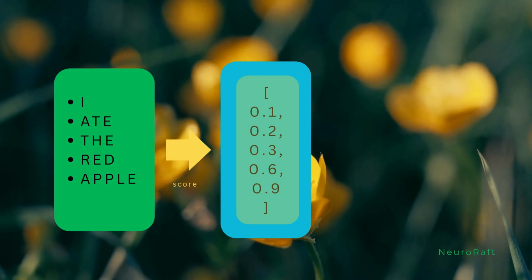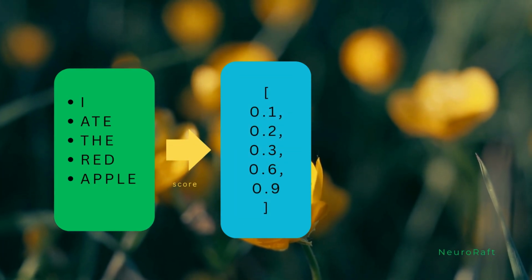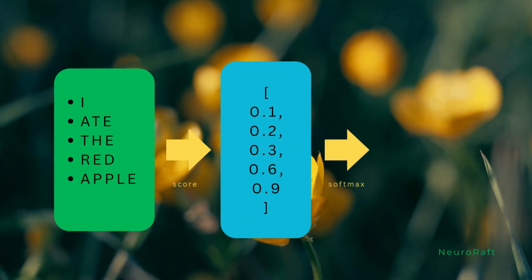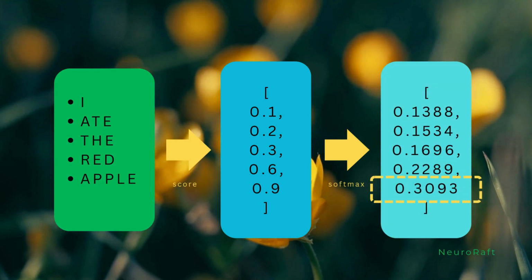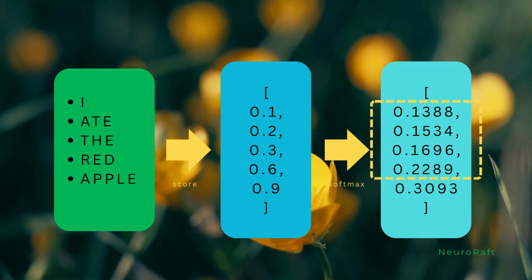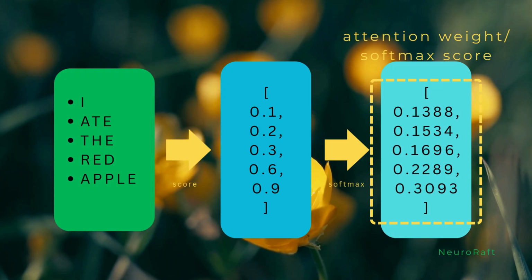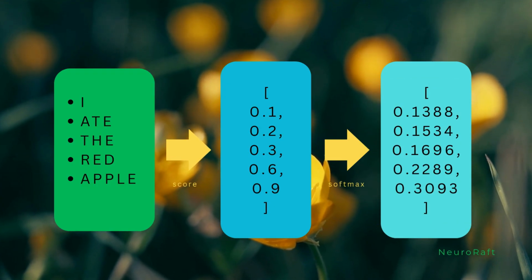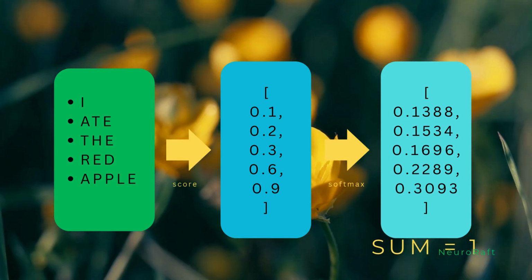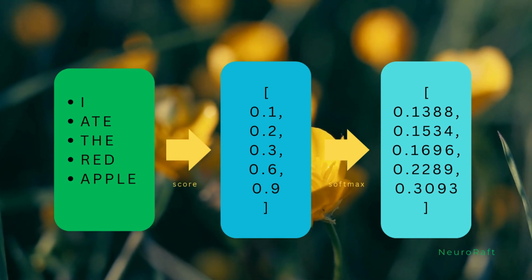These scores are converted into a probability distribution using a mathematical function called softmax. This amplifies the highest scores and reduces the others. The result is the softmax score. The softmax scores are the weights for each part of the input. They tell the model how much attention to pay to each word. Note that the sum of these softmax scores is equal to 1.